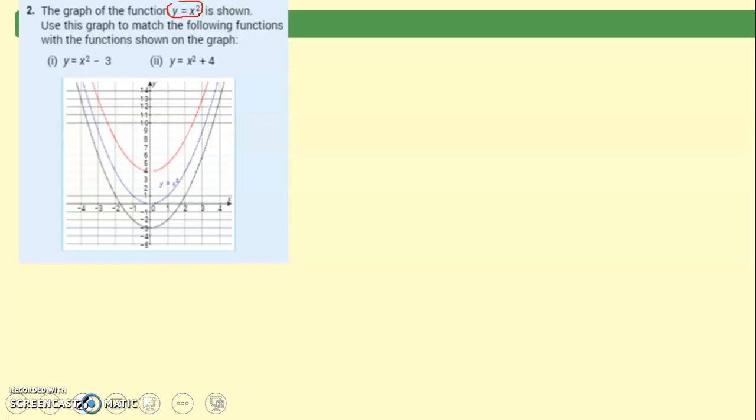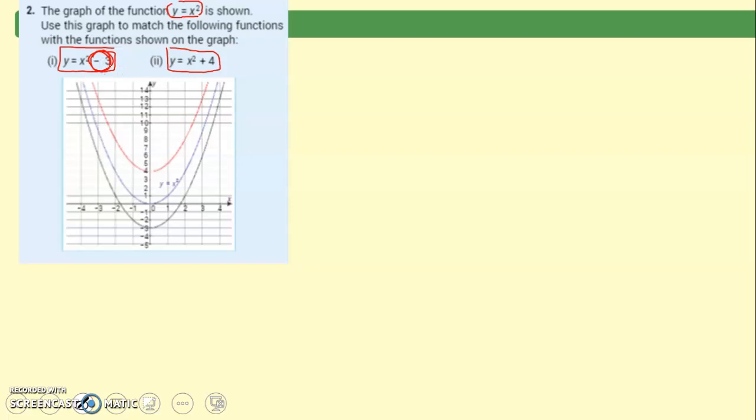So y equals x squared is this one here identified in blue. That's the original function. We then have to figure out which one is y equals x squared minus 3 and y equals x squared minus 4. So comparing the original function y equals x squared to y equals x squared minus 3, the only change or transformation is this minus 3.